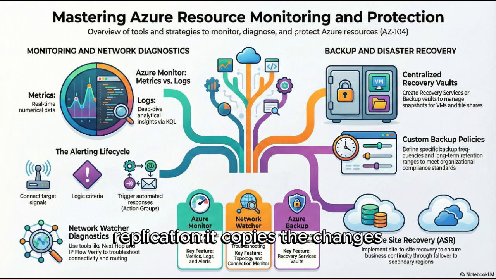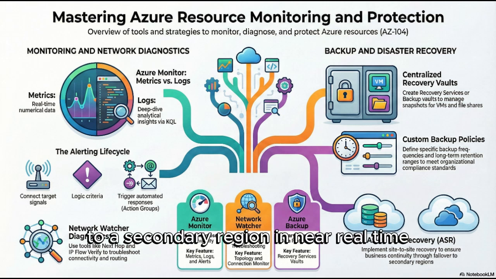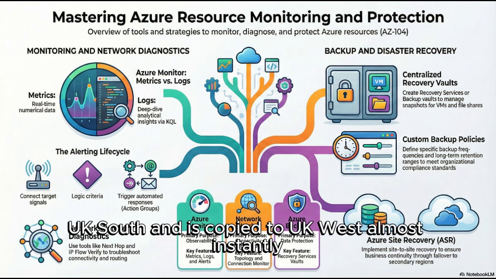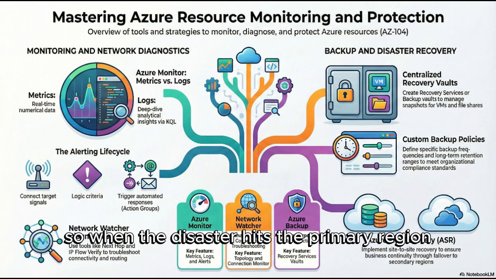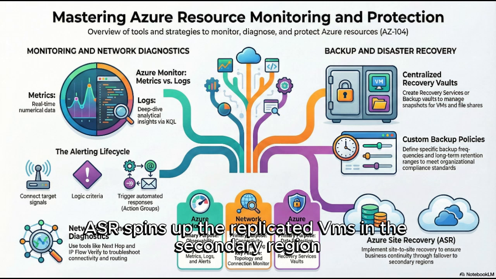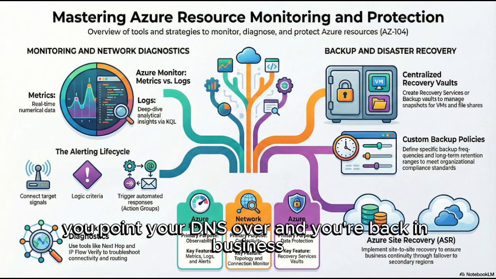Continuous replication. It copies the changes from your VM in your primary region to a secondary region in near real time. A file gets written in, say, UK South, and is copied to UK West almost instantly. So when the disaster hits the primary region... You hit the big red button, you initiate a failover, ASR spins up the replicated VMs in the secondary region, attaches the disks, and boots them up. You point your DNS over, and you're back in business.